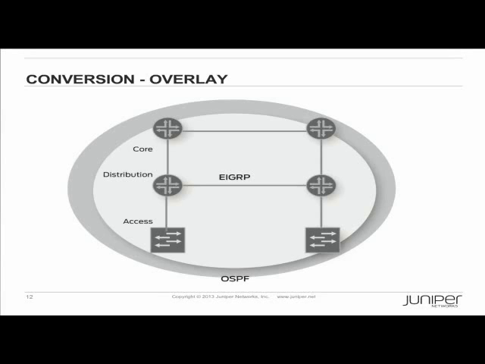So to give you a visual of the different conversion models, I've created a drawing here, and essentially there's multiple layers to a network, right? Core, distribution, access. The overlay model essentially is I'm going to overlay OSPF on top of the network while EIGRP is running. And then I'm going to remove EIGRP in a regimented fashion, so all that I'm left with is OSPF.